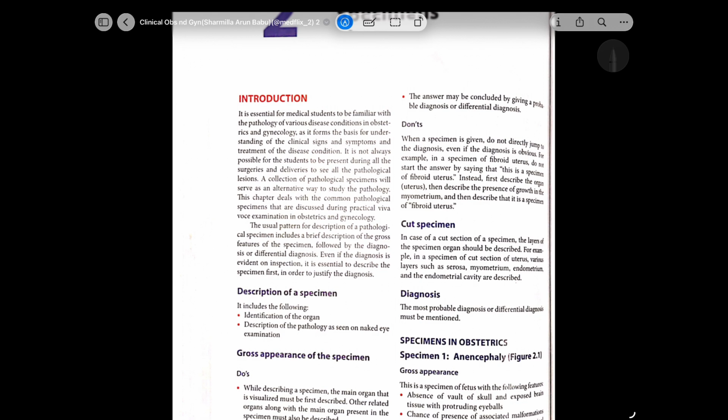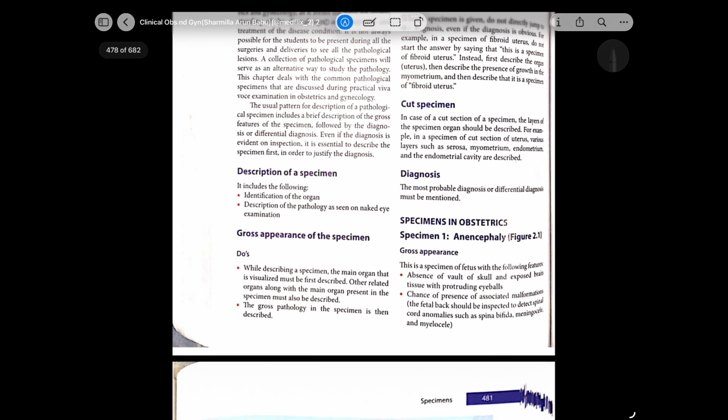Don'ts. When a specimen is given, do not directly jump to the diagnosis, even if the diagnosis is obvious. For example, in a specimen of fibroid uterus, do not start by saying this is a specimen of fibroid uterus. Instead, first describe the organ, that is the uterus, then describe the presence of growth in the myometrium, and then describe that it is a specimen of fibroid uterus.